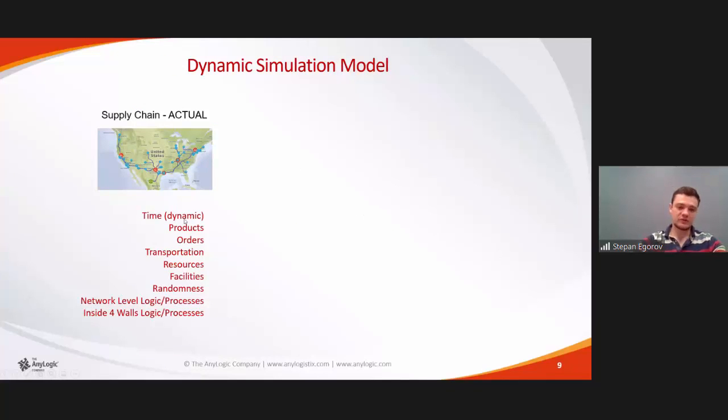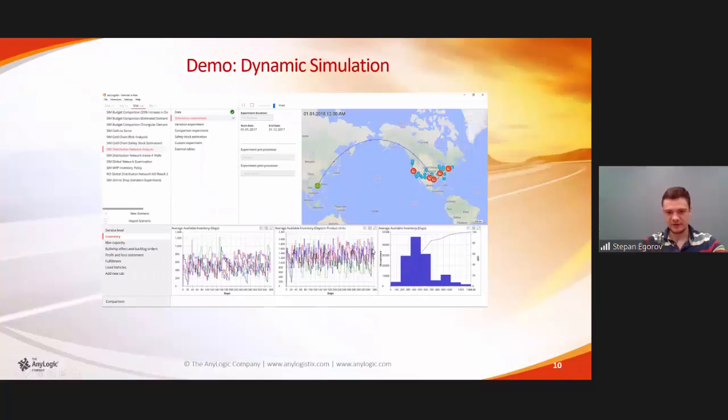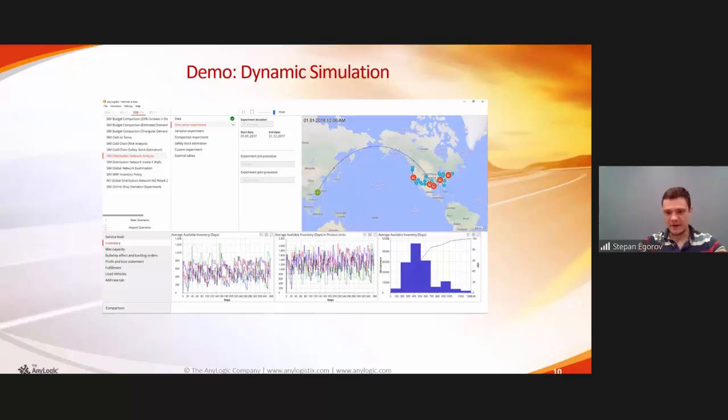So in a dynamic simulation model, you represent how the actual rules of the supply chain are structured, like inventory policies, sourcing policies, and so on, with randomness, with time, and so on. You, as a supply chain specialist, conduct the modeling process and get detailed results with stats like orders per day or inventory at each given day, lead time, and so on and so forth. This is simulation. And let's take a look at the demo.